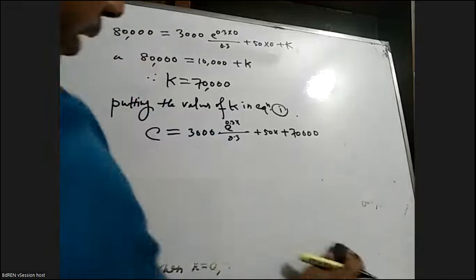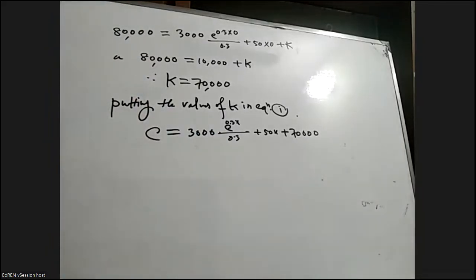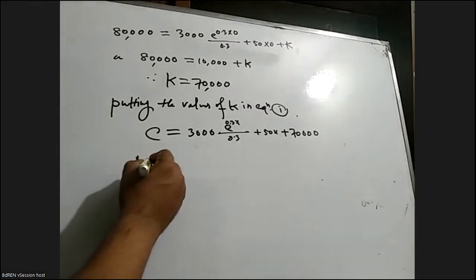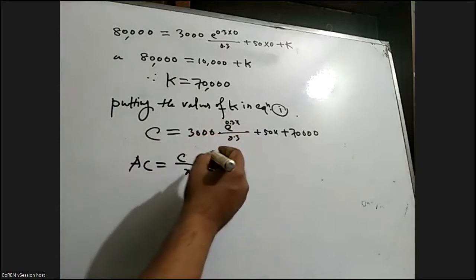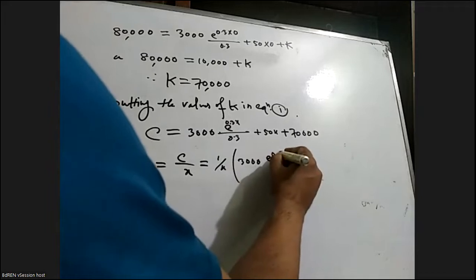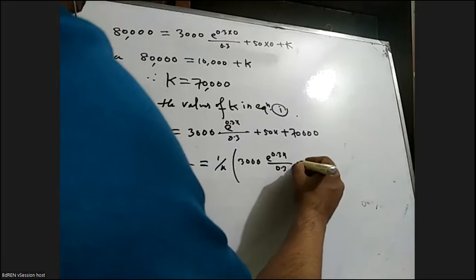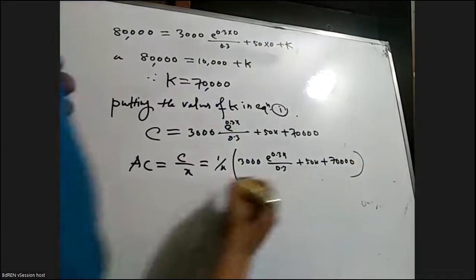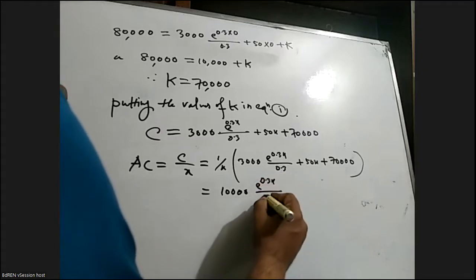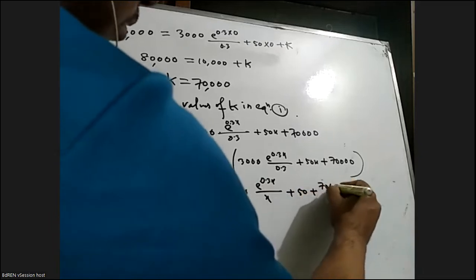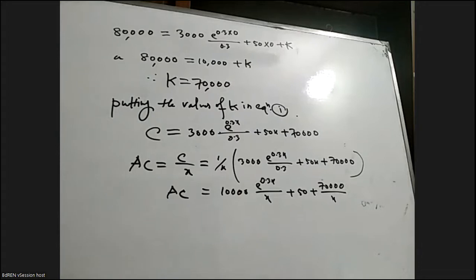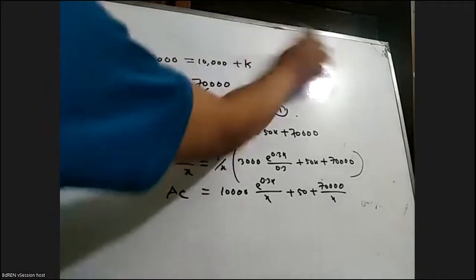Very easy. All problems are the same. Now we also find the average cost. Average cost equals C divided by x. So we can write 1 by x times total C, 3000 e to the power 0.3x divided by 0.3 plus 50x plus 70,000. Then we get 10,000 e to the power 0.3x divided by x plus 50 plus 70,000 divided by x. This is the average cost. So we have solved three similar problems in a row. Now, the fourth problem.